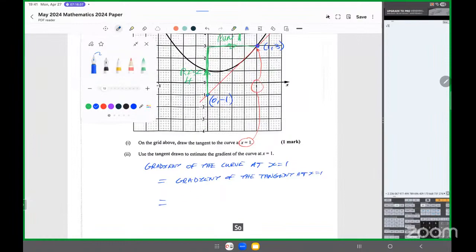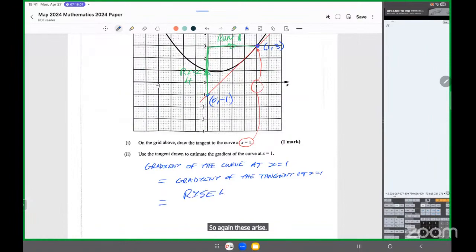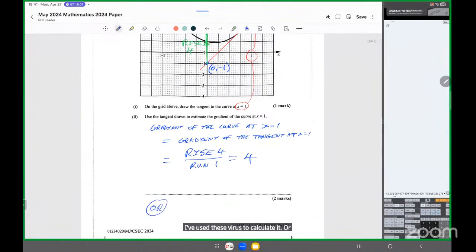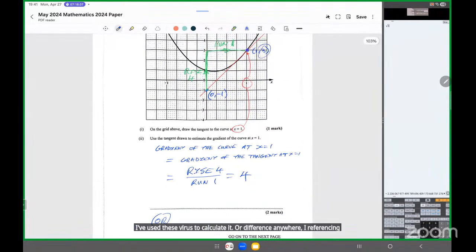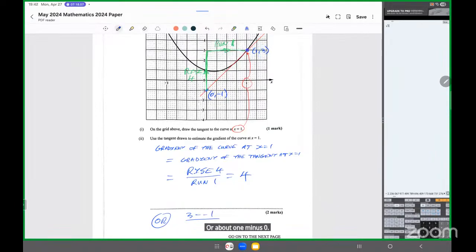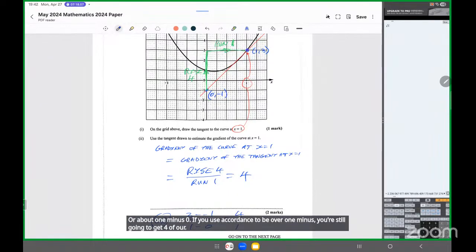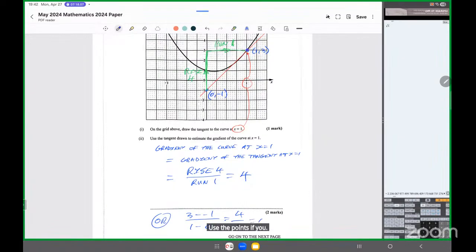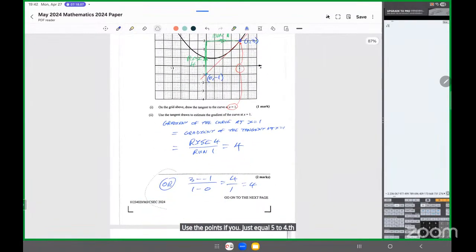So the gradient is rise 4 units over run 1 unit. So the gradient is 4. I've used these values to calculate it. Or if you use difference in y over difference in x with the coordinates, it will be 3 minus -1 over 1 minus 0. See there? 3 minus -1 over 1 minus 0, still going to get 4 over 1, which is equal to 4. All right, so you get the same thing.